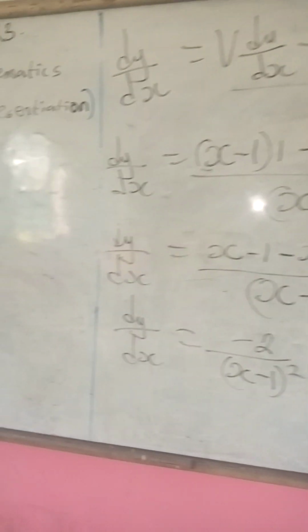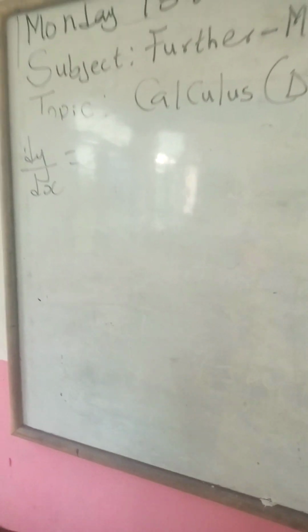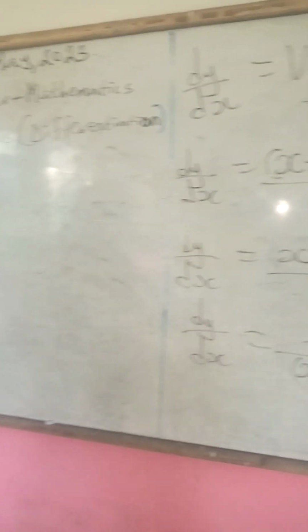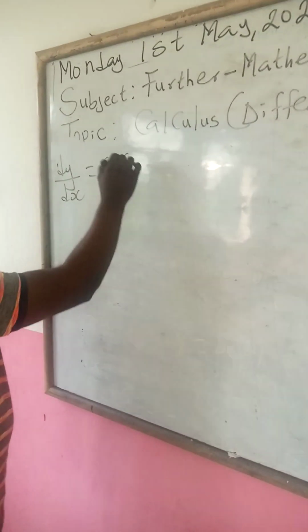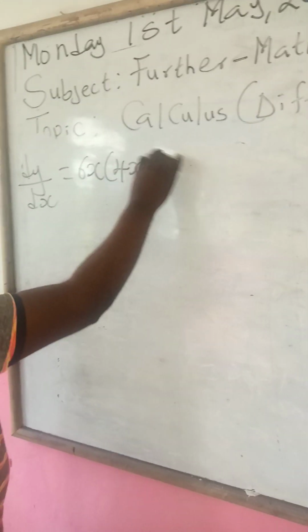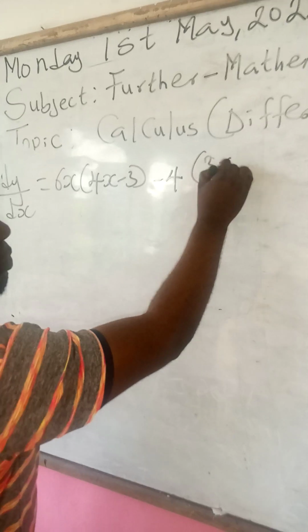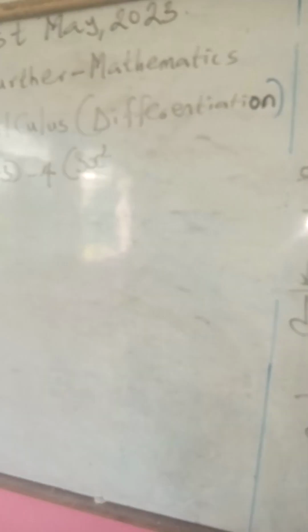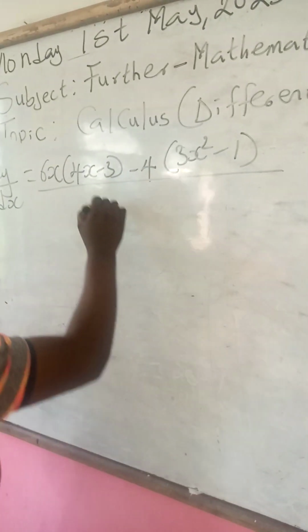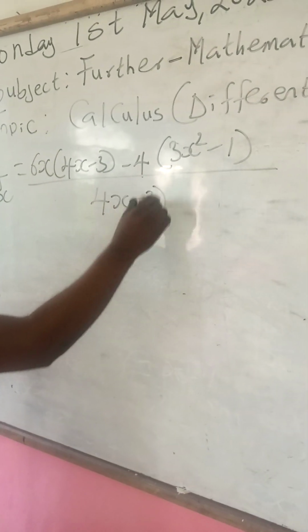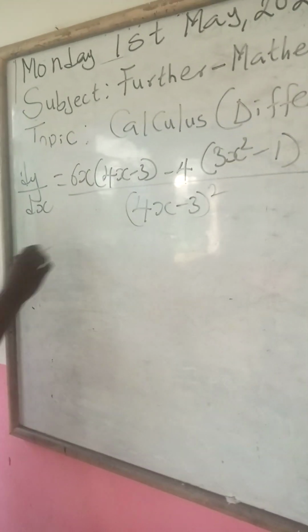So my dy dx, I would like to rewrite it so that you can see it, so that it will be easier for you when I'm multiplying. From what we have here, we have 6x. I want to rewrite it so that everybody can see. 4x minus 3. And here we have minus 4 times 3x squared minus 1, all divided by 4x minus 3, then square. Okay, let's open the bracket.